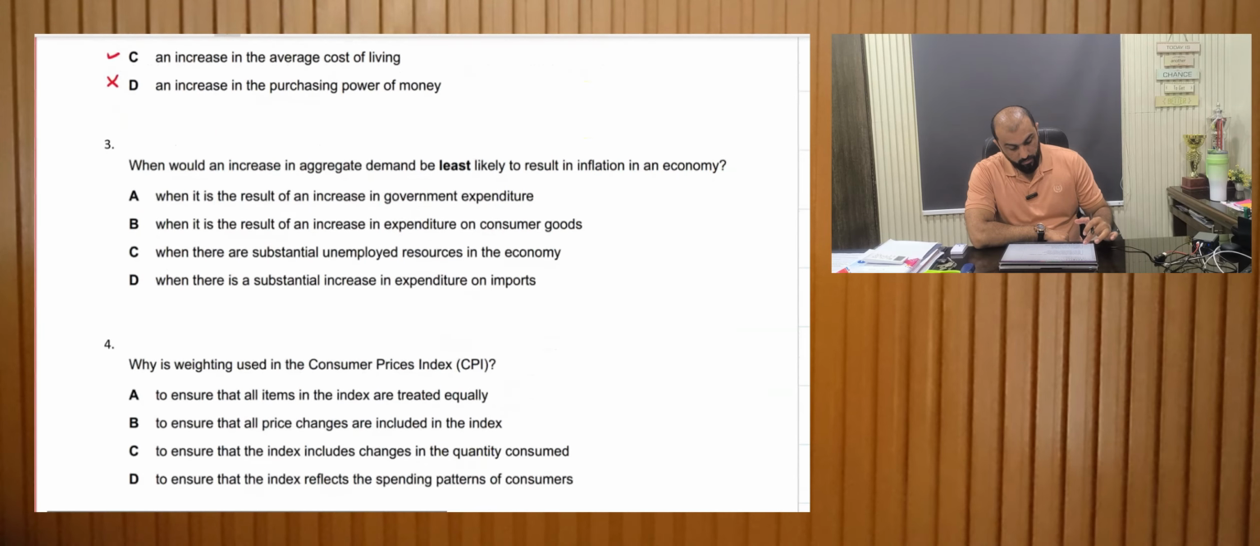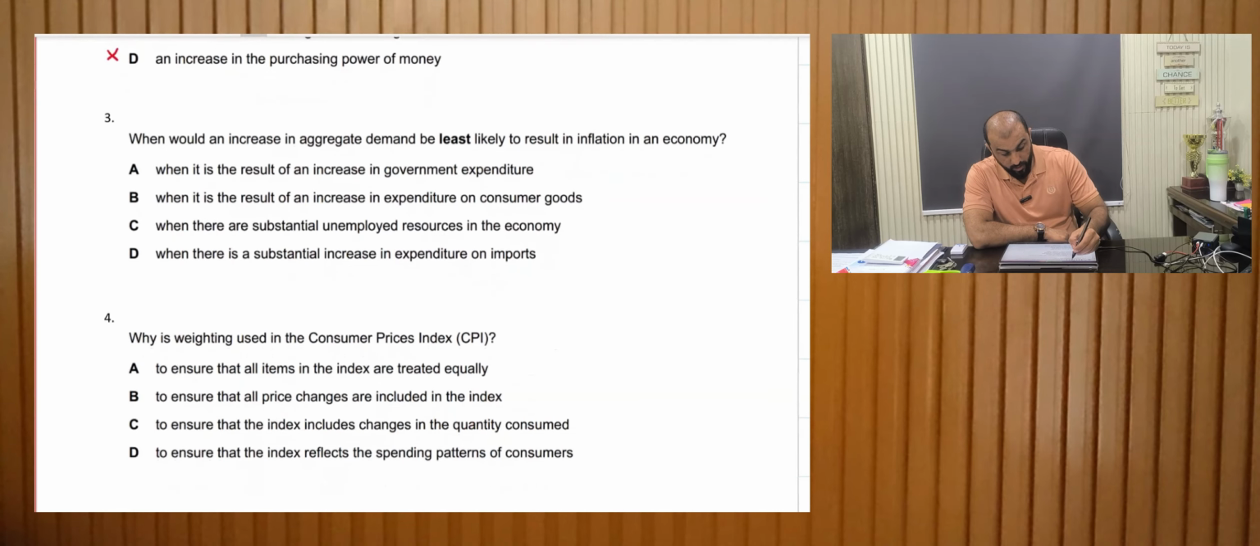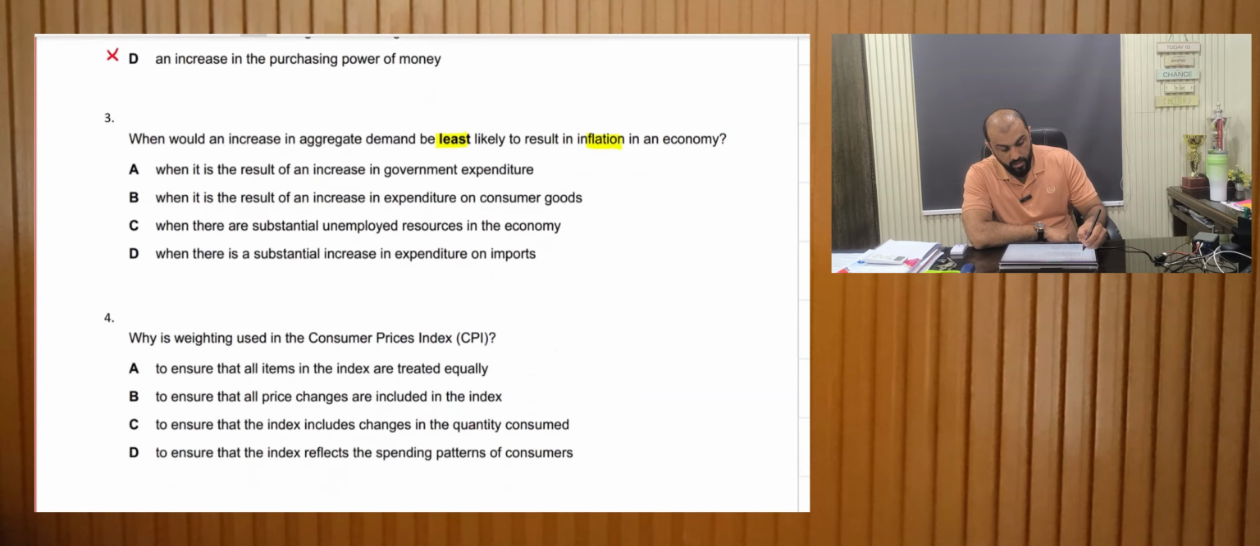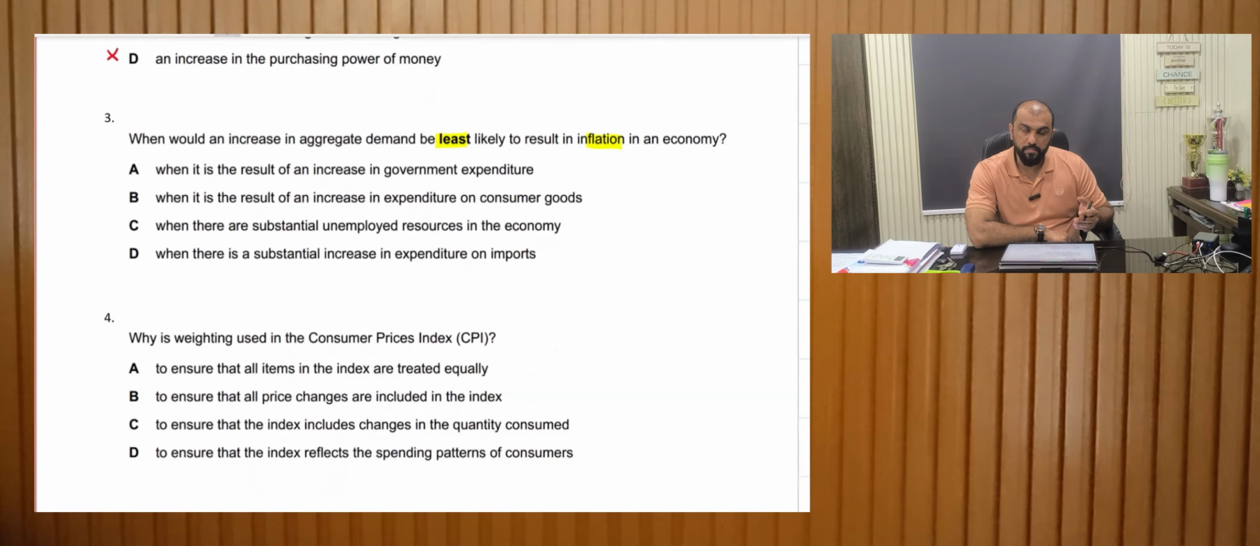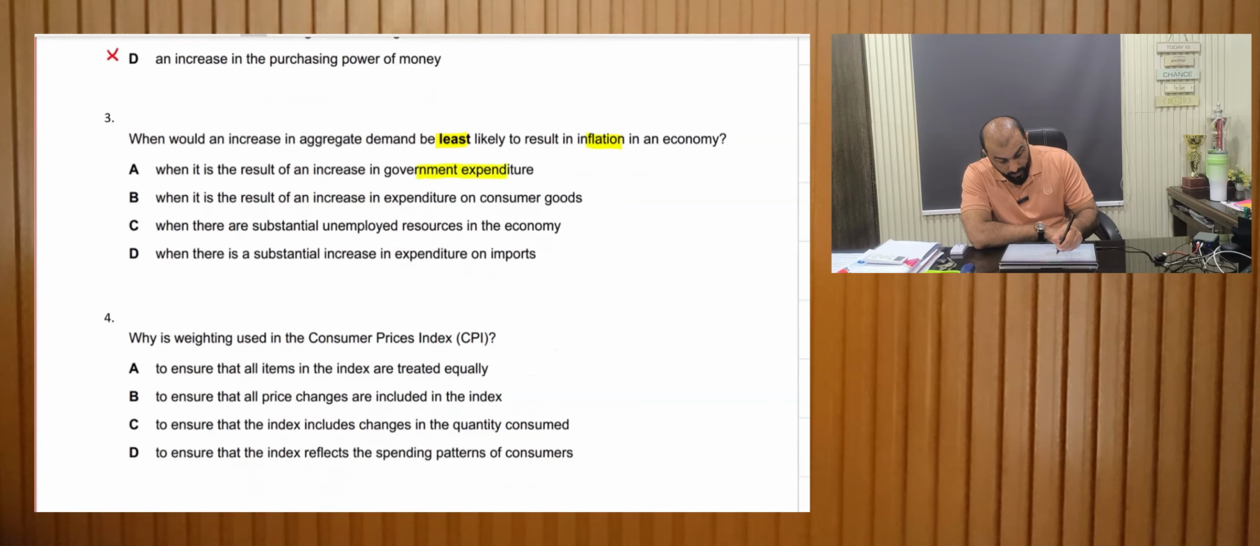The third MCQ. Now this is a tricky one. When would an increase in aggregate demand be least likely to result in inflation in an economy? Now the aggregate demand is increasing. It would cause demand pull inflation, but when would it not cause inflation? When it is the result of an increase in government spending? Well, this would increase the aggregate demand, hence creating inflation. So this cannot be the answer.